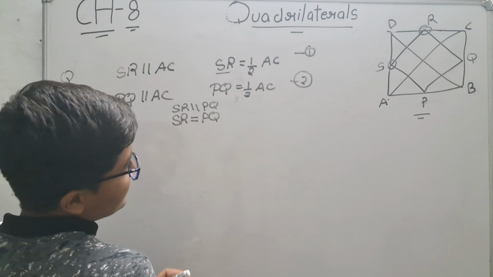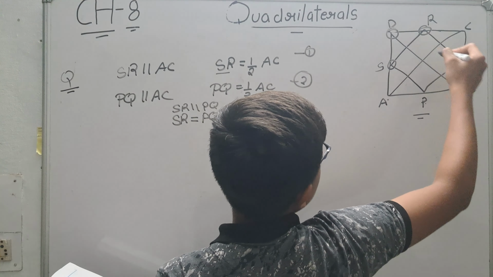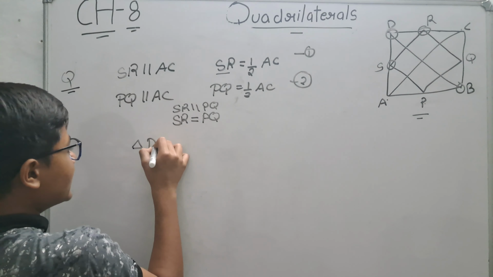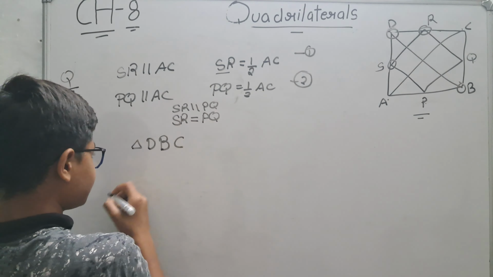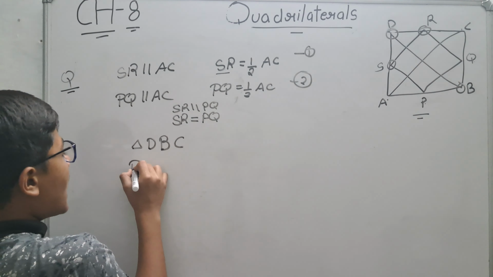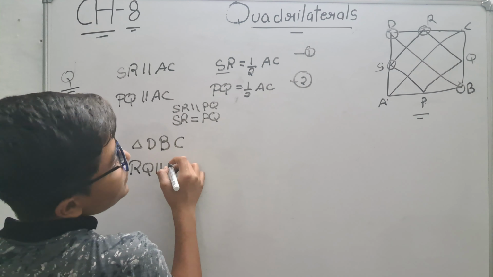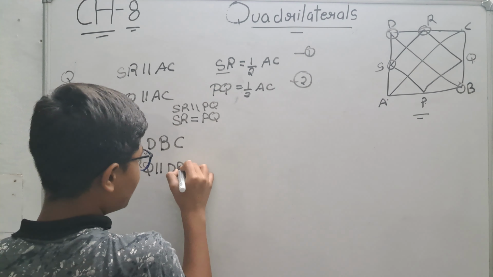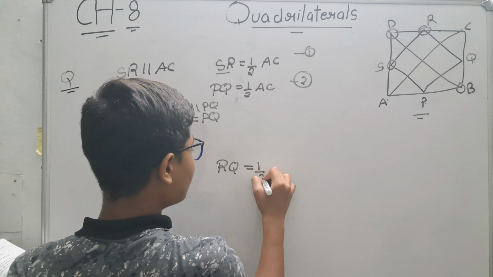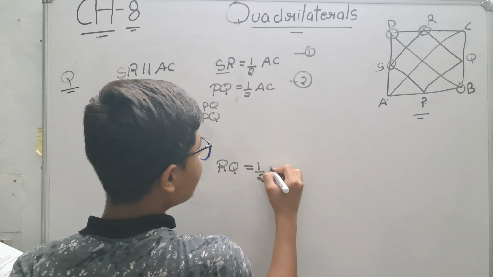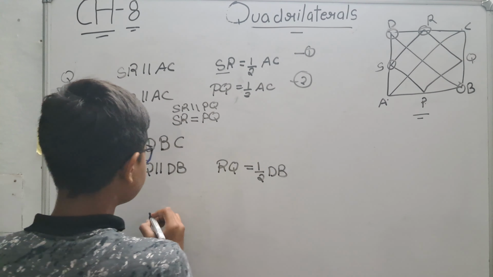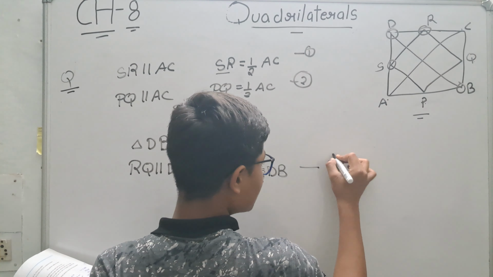Now let's take a different triangle, triangle DBC. RQ is parallel to DB, and RQ is half of DB. So this is the third one.